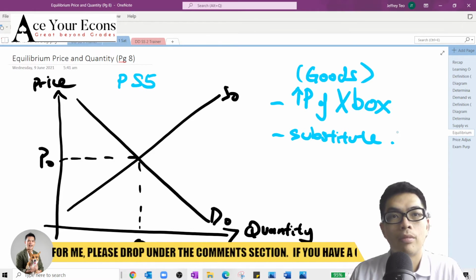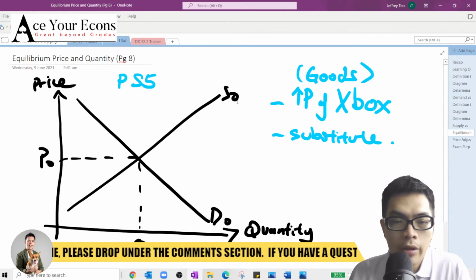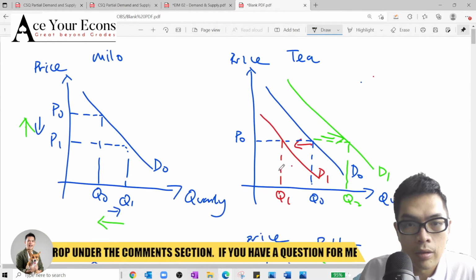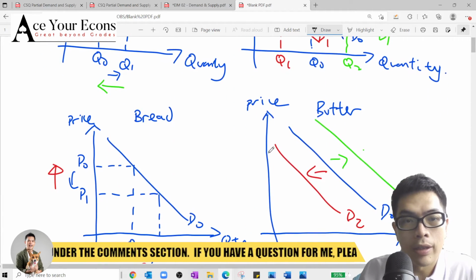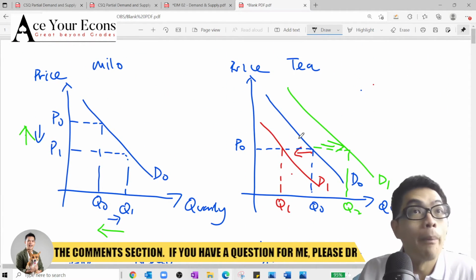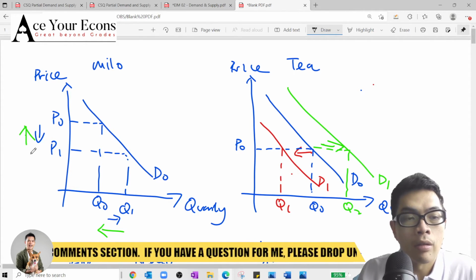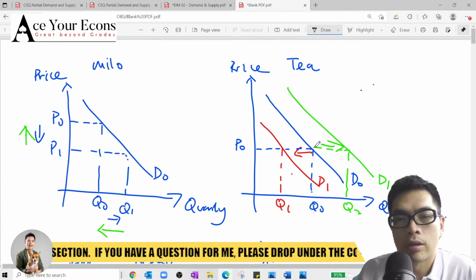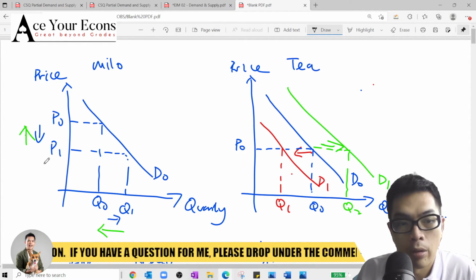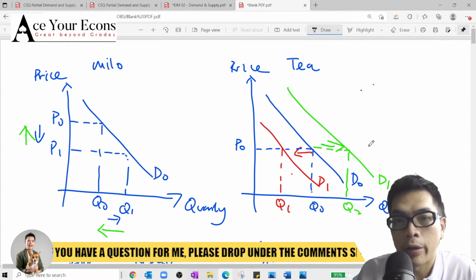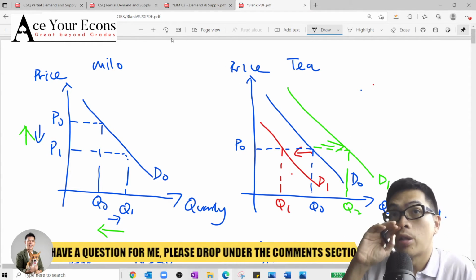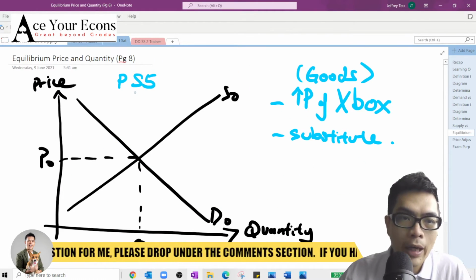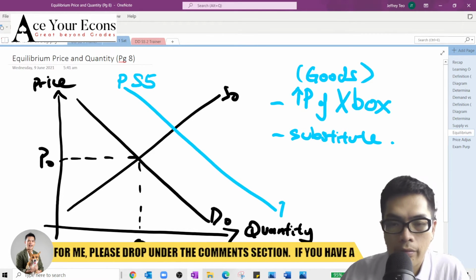Demand of PS5 will increase. Earlier on, I've shown you this illustration. When we use competitive demand, when there's an increase in the price of good A, say an increase in the price of Milo, it is going to result in an increase in demand for tea. We are going to use the same concept here. So demand is going to shift to the left.